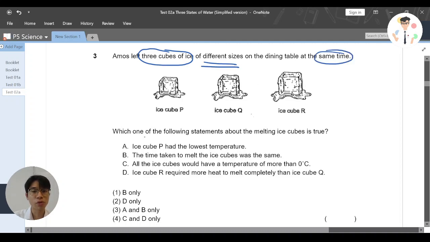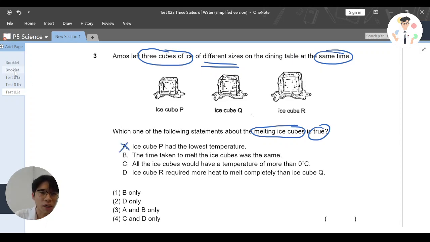Okay, which of the following statements about the melting ice is true? Again, you can identify the topic already. It's melting. True, be careful. A. Ice cube P had the lowest temperature. Is that true or false? No, it is false. Why?